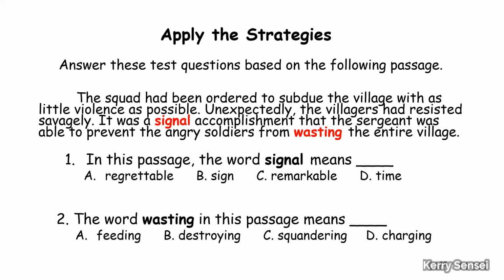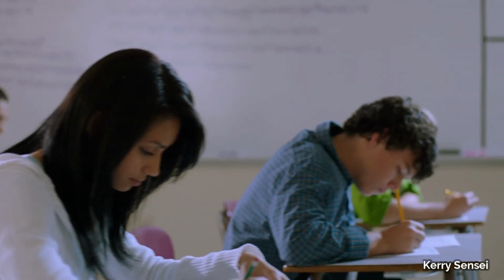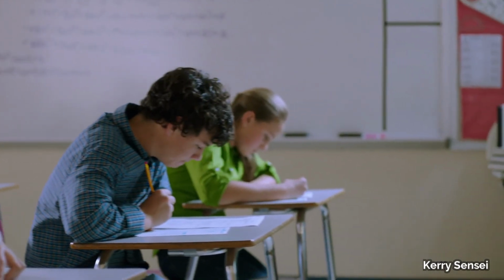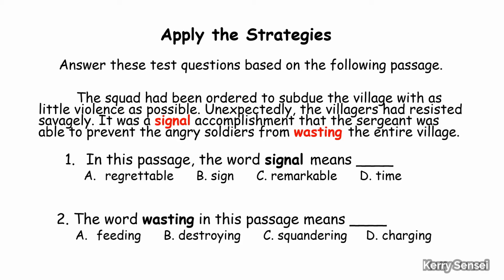In this passage, the word signal means A. Regrettable, B. Sign, C. Remarkable, D. Time. Number 2. The word wasting in this passage means A. Feeding, B. Destroying, C. Squandering, D. Charging.